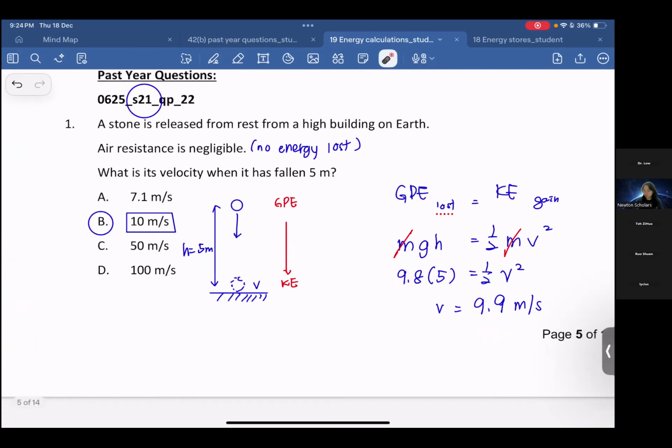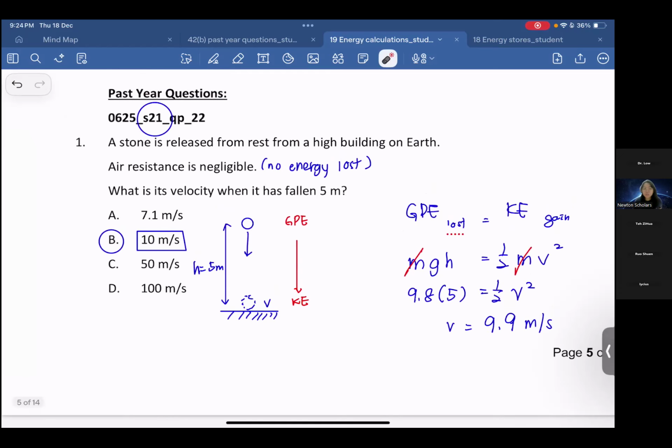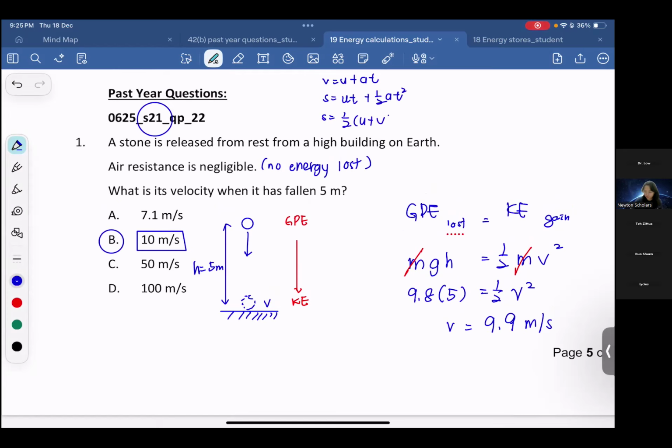Okay, boys and girls, do you still remember the four linear motion equations? We have four linear motion equations. v equals u plus at. s equals ut plus 1/2 at squared. s equals 1/2 (u plus v) times t. v squared equals u squared plus 2as.